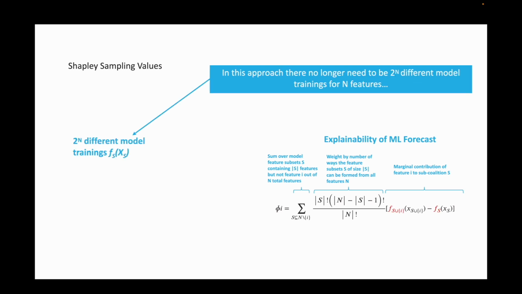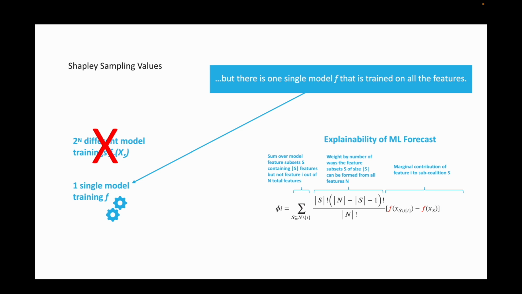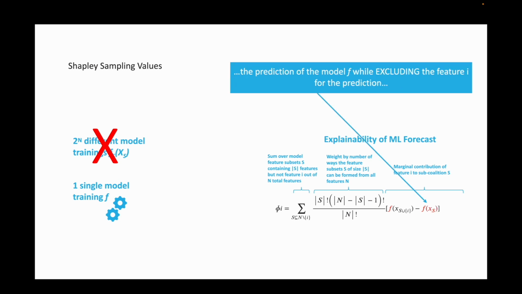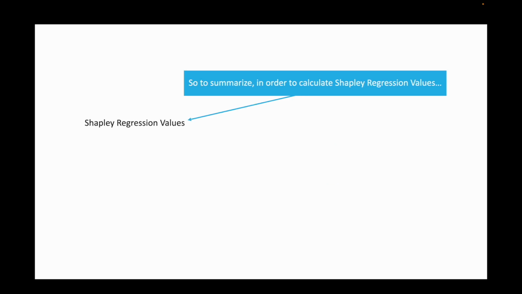In this approach, there no longer need to be 2 to the power of n different model trainings for n features, but there is one single model f that is trained on all the features. To be precise, to calculate the Shapley sampling values, one uses the prediction of the model f while excluding the feature I for the prediction, and the prediction of the model f including the feature I for the prediction.